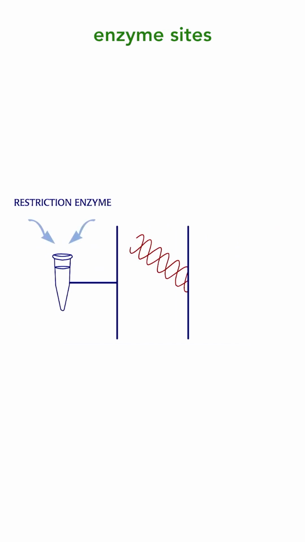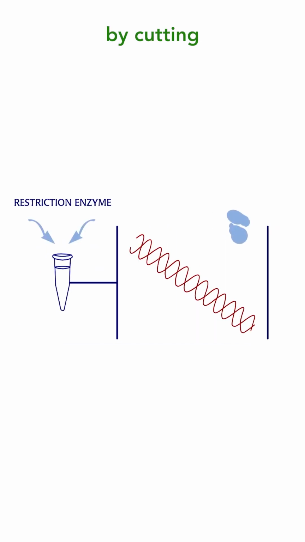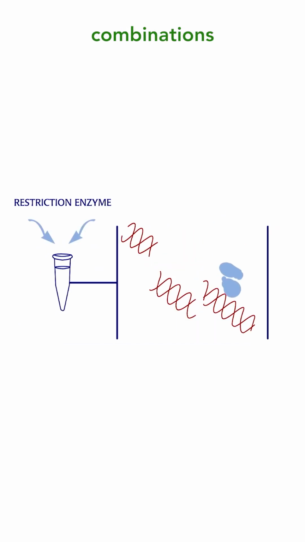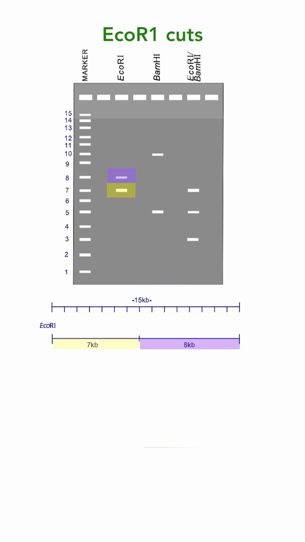A map of restriction enzyme sites can be generated by cutting a piece of DNA with different combinations of restriction enzymes. Suppose a 15 kilobase piece of DNA is cut with EcoRI and run on a gel, and two bands are seen. An 8 kilobase and a 7 kilobase band are observed. EcoRI cuts the 15 kilobase DNA only once.